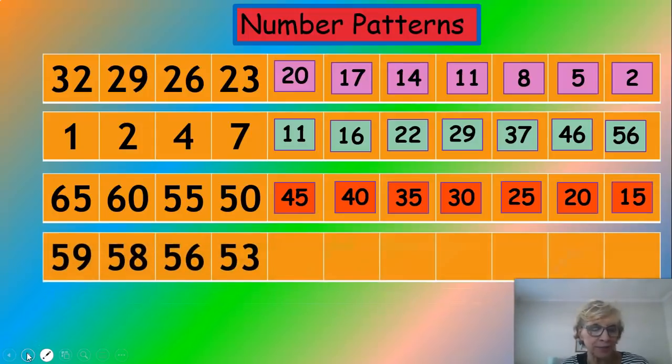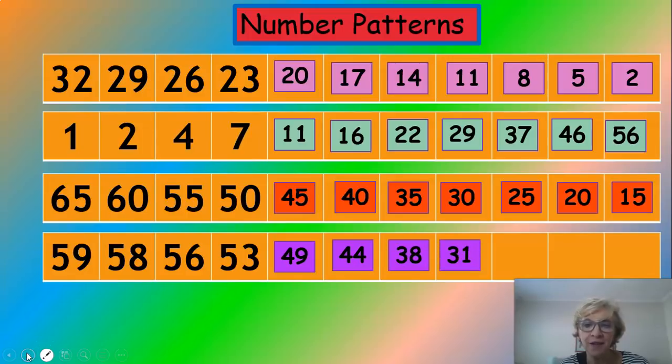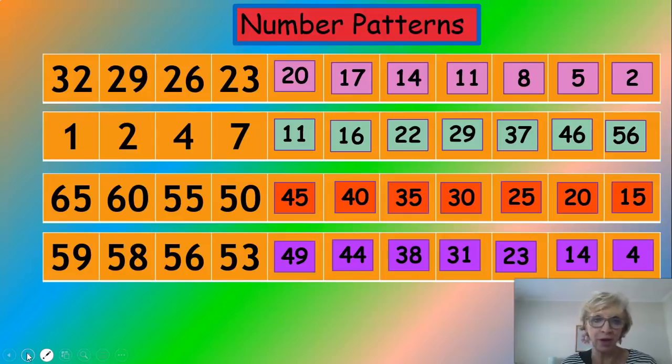And the next one now. All right, what's happening here? It's getting smaller. So we said 59 minus 1 is 58. Then we minus 2. And then we minus 3. So it's getting smaller by 1 extra each time. So the next one will be 53. We're going to minus 4, which is 49. Minus 5 is 44. Minus 6 is 38. Minus 7 is 31. Minus 8 is 23. Minus 9 is 14. And minus 10 is 4. There we go. We were subtracting 1 more each time.